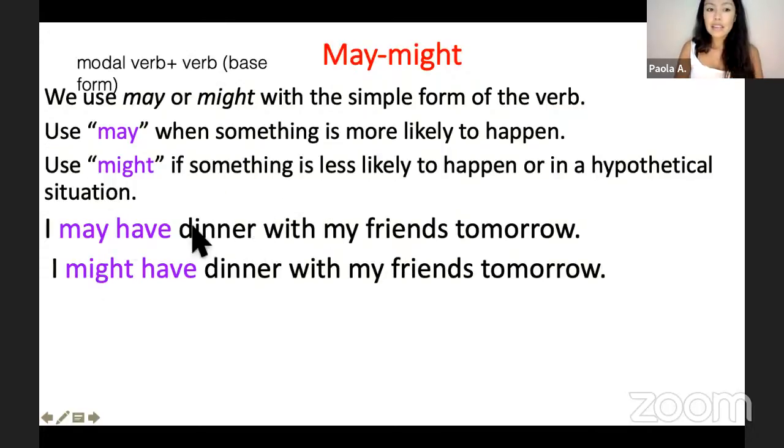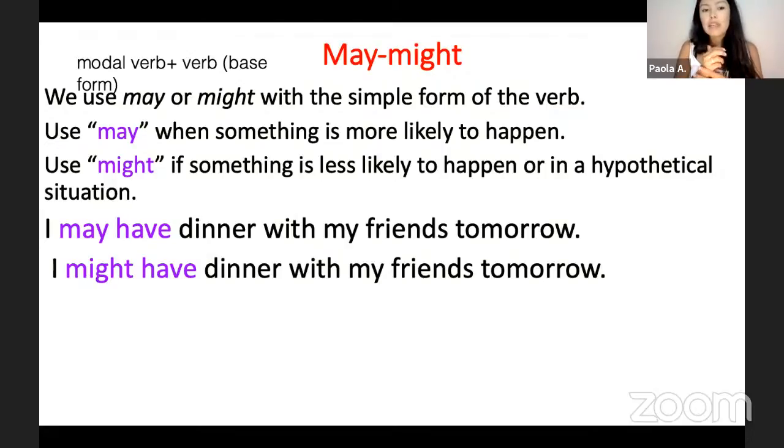So let's say here you already talked with some friends in the first sentence. Maybe you are thinking about what you're going to eat with them, and maybe you already have an outfit, something nice that you would like to wear, maybe a dress or a nice shirt. In the second sentence, when we say I might have dinner with my friends, it's not sure.